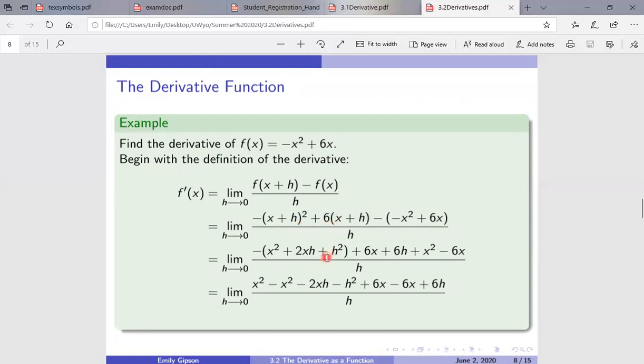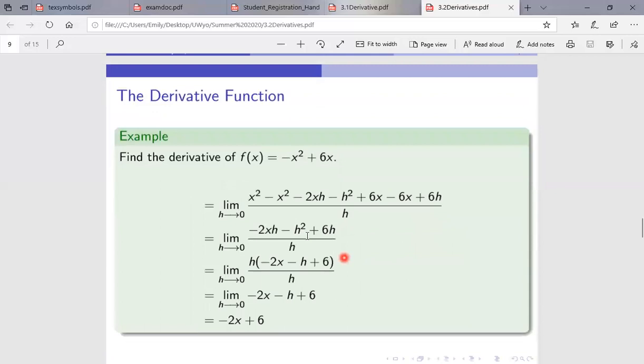Well, we can go ahead and expand that first term and then group like terms, and we see that we've got a positive x squared and a negative x squared. We've got a positive 6x and a negative 6x. So when we cancel all of those out, we're just left with negative 2x times h minus h squared plus 6h. Well, if every term's got an h in it, we can pull that out. I've got an h in my numerator and an h in my denominator. Those two will cancel out. And I'm left with the limit as h approaches 0 of negative 2x minus h plus 6. There's nothing more we can do except take the limit. And so we go ahead and do that. Our h term goes to 0, and we're left with negative 2x plus 6.